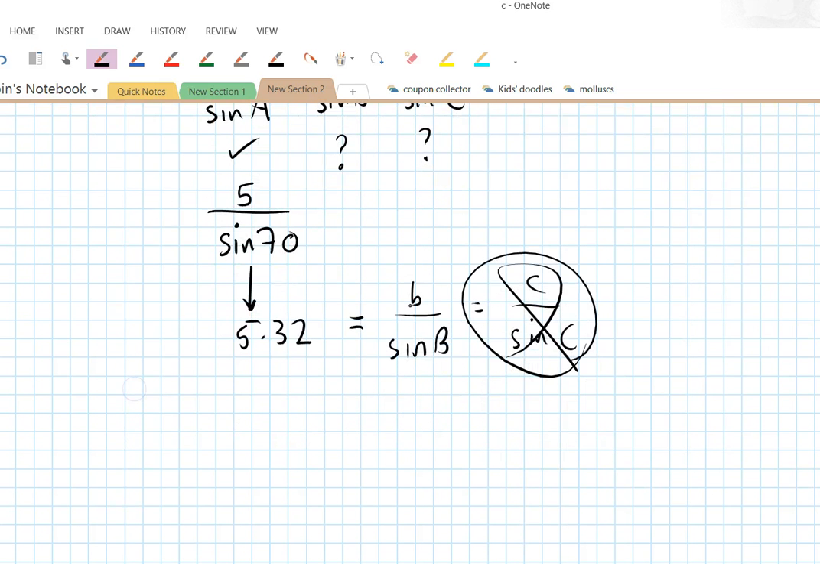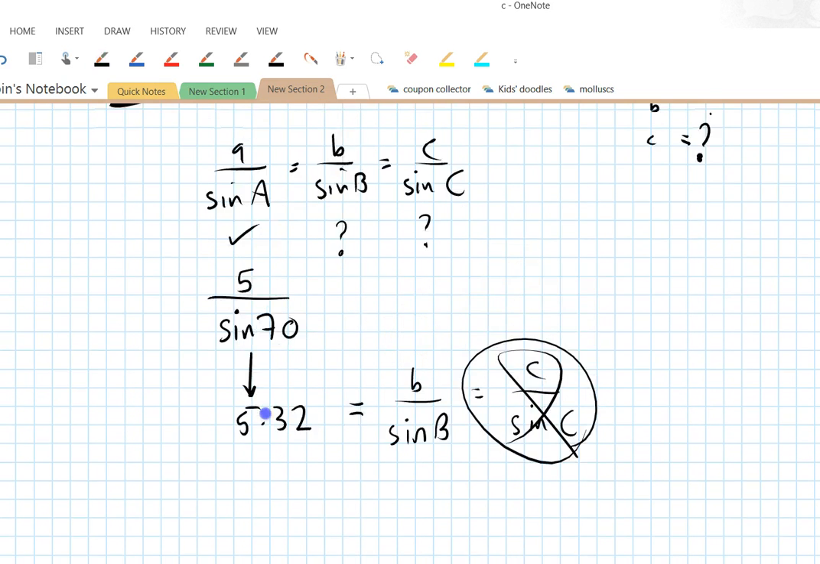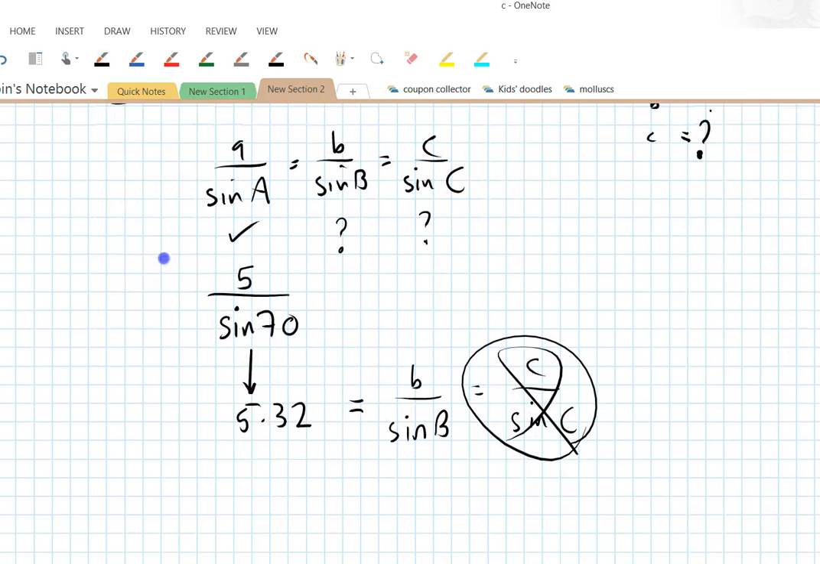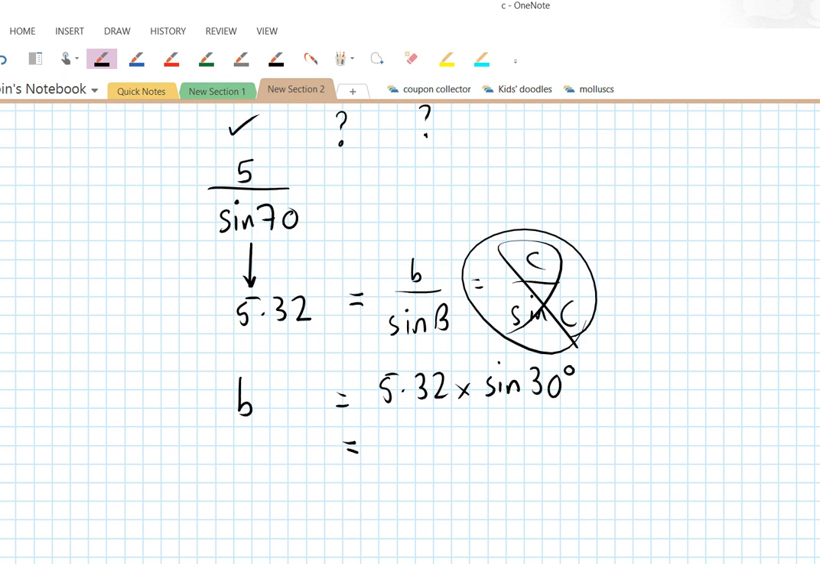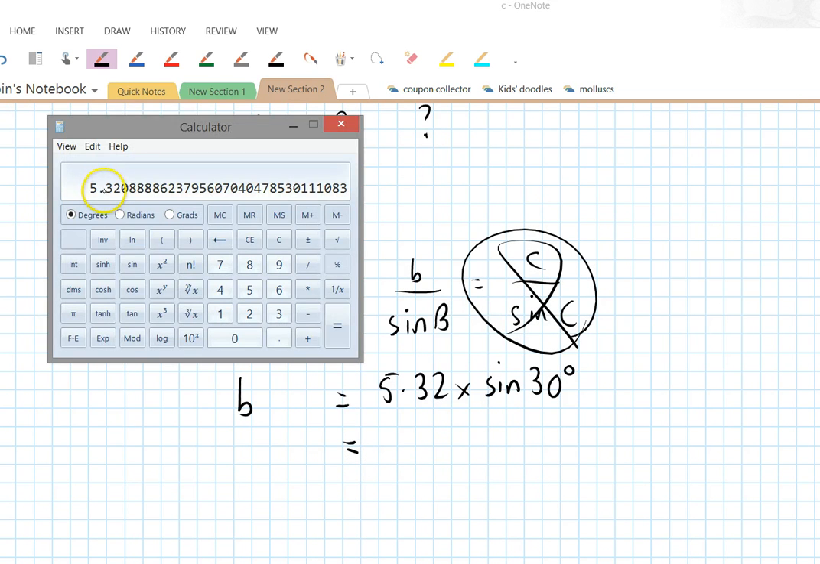b we don't know, but we do know capital B. Capital B from up here was equal to 30 degrees. So b equals, by taking that term up to this side here, 5.32 times sine B, and B was 30 degrees. Let's just do it. There's my 5.32 times sine 30, which is 0.5. Sine 30 is 0.5. That gives 2.66.